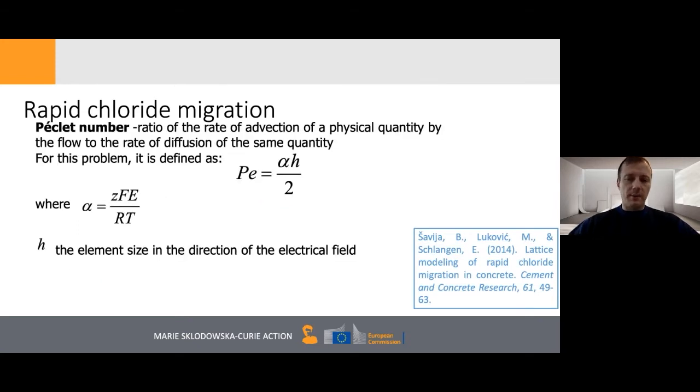And actually, if you look a bit into the fluid mechanics, there is a concept of a Peclet number, which is a ratio of the rate of advection of a physical quantity to the rate of diffusion. And for our problem, this number is defined as this. So it's related to the element size. So H here is the element size. So the higher the element size in the direction of the electrical field, to be honest, in this case, because we have a one-dimensional electrical field, the higher this number. And the higher this number, the more problems we can have in our numerical solution.